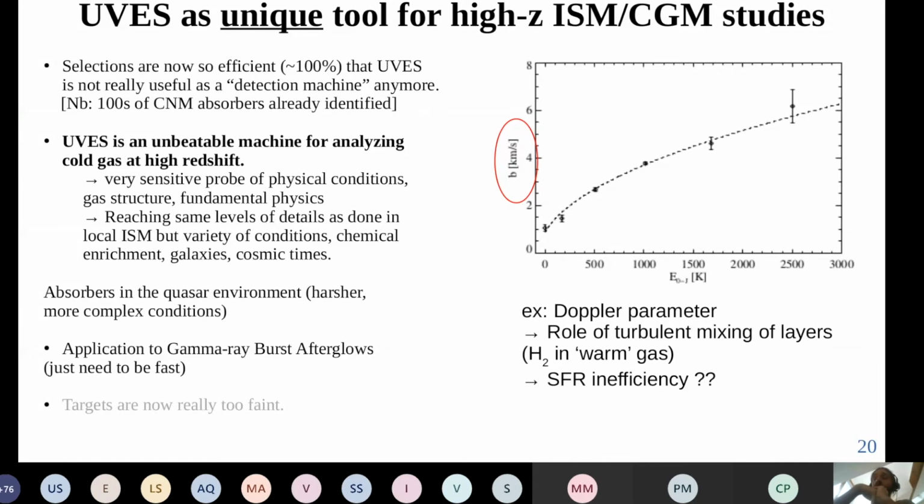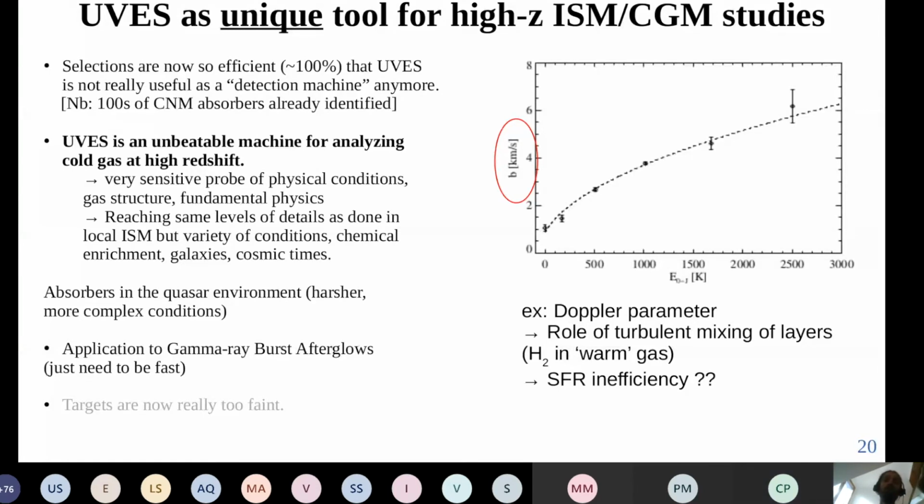For example, you have a figure here that shows the Doppler parameter of these lines. You can see very small Doppler parameter values against the energy of these levels, and an increase in this. So there may be a role of turbulent mixing of the layers, maybe H2 into the warm gas, and these are things which are being investigated right now, because it's very important to understand, for example, star formation inefficiency. We know that turbulence is the main contributor to this, that you can store part of the internal energy into turbulence, and then this would explain star formation inefficiency. So for this, we need to go into very, very fine details, and this is only possible at high resolution.